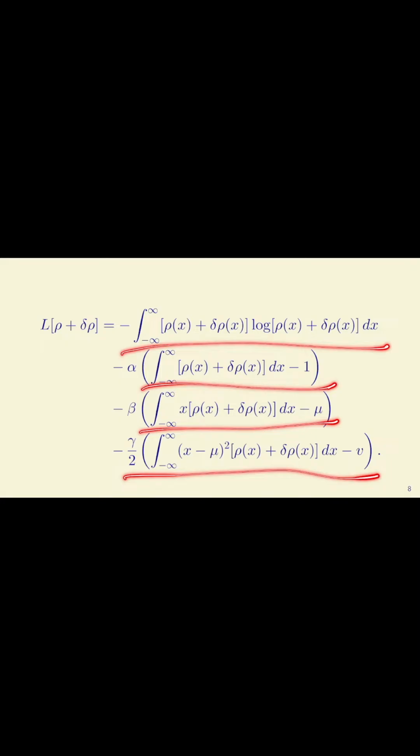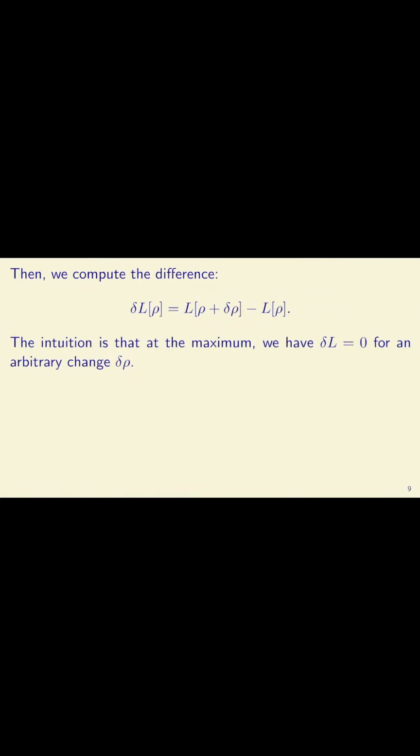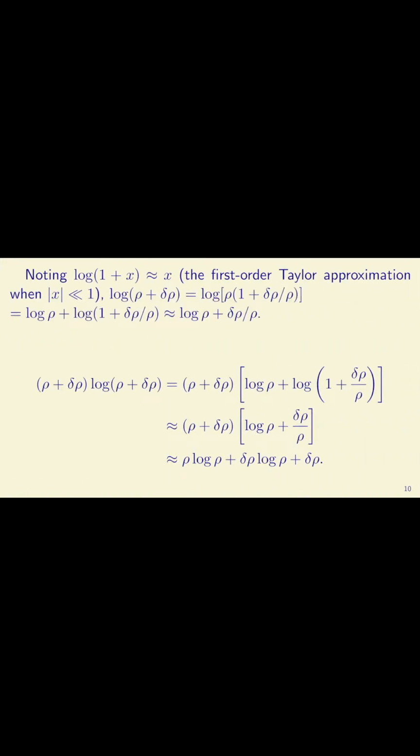Our goal is to find the difference, delta L of rho, which is equal to L of rho plus delta rho minus L of rho. At the local maximum, this difference delta L must be 0 for any arbitrary infinitesimal change delta rho. Okay, so we are looking for where the slope of the functional is 0, just like finding a maximum in regular calculus. Exactly. Now, let's look at the first term in the Lagrangian, the entropy term.